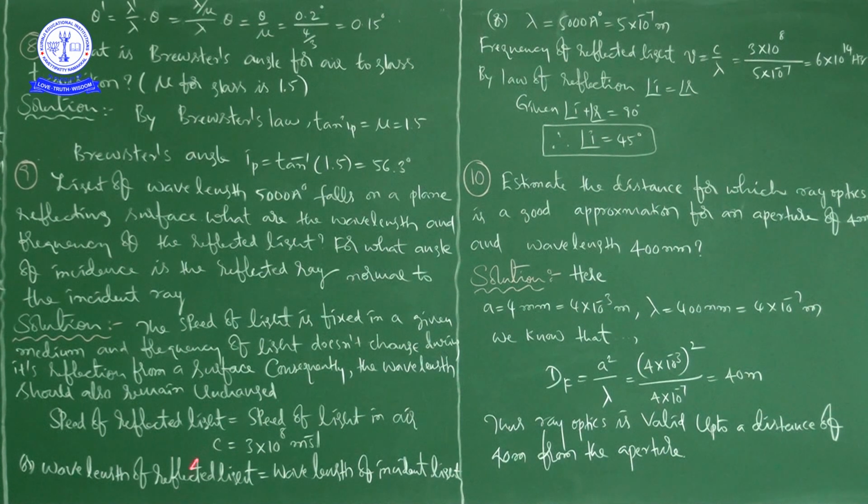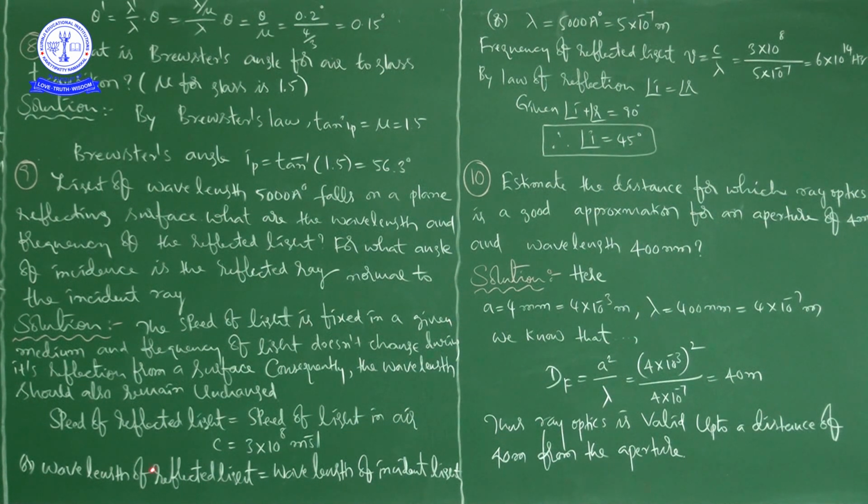See here, the speed of light is fixed in a given medium and the frequency of light doesn't change during its reflection from a surface. Consequently, you can also say the wavelength should remain unchanged, because wavelength is the ratio of the speed of light in a medium to the frequency, because C is equal to nu lambda, no? C is equal to nu lambda.